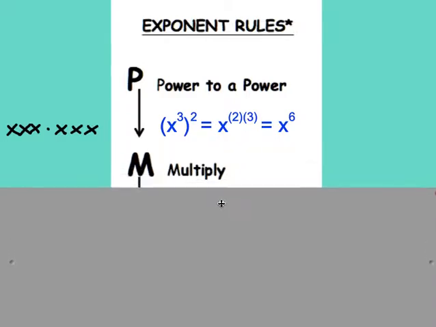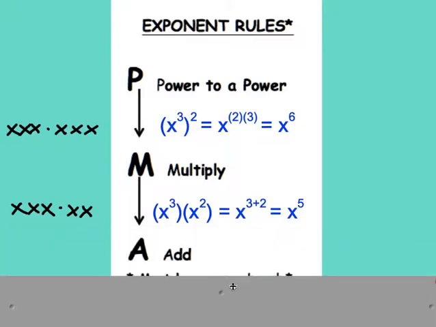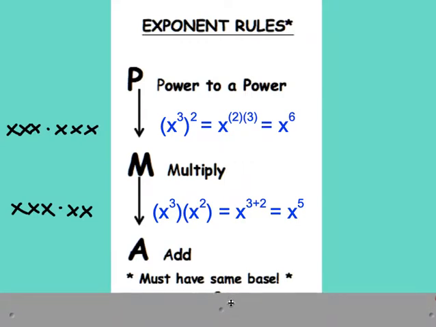Now, if we don't have power to a power, we multiply. So if they're the same bases, we add the exponents. Because the difference between the previous example and this one is this one's saying x to the third times x squared. And therefore, we add. But the catch is they must have the same base. Let's look at a few.